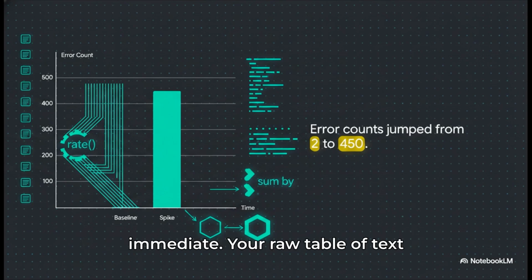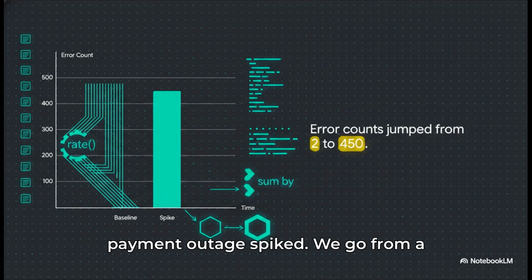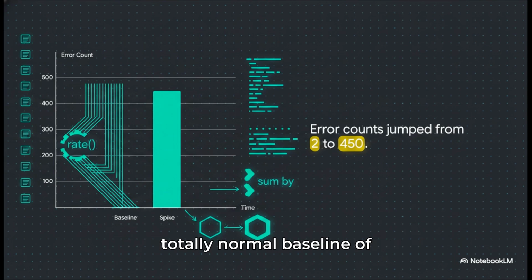Your raw table of text instantly transforms into a time series graph. And right there, we can see the exact minute the payment outage spiked. We go from a totally normal baseline of maybe 2 errors a minute, straight up to 450. Suddenly, we have a crystal clear visualization of the incident's impact.